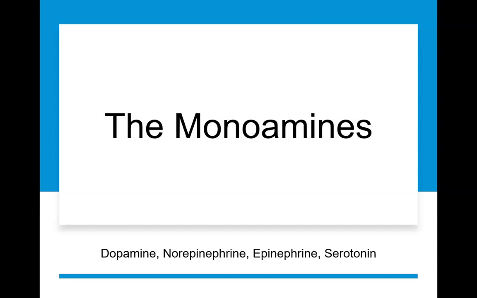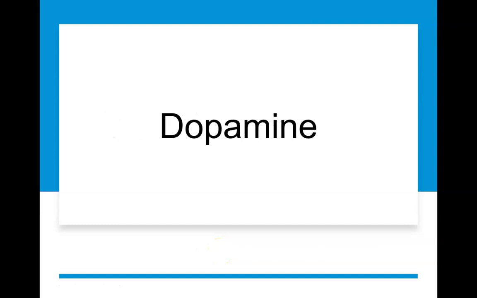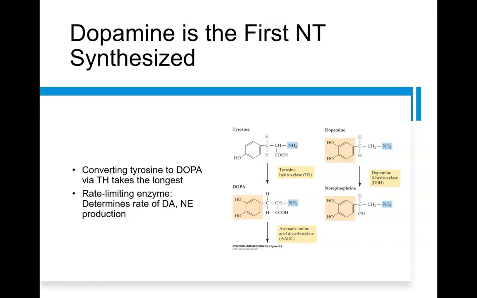So now we're going to talk about the monoamines. We have dopamine, norepinephrine, epinephrine, and serotonin. And we're going to start with dopamine first, and in a couple of slides, you'll see why we started with this one. Dopamine is ultimately the first neurotransmitter that is synthesized.